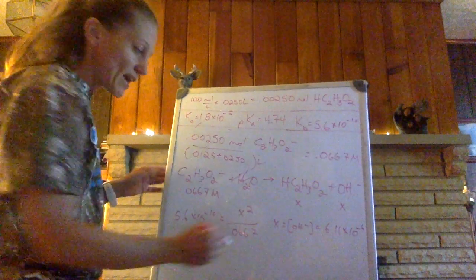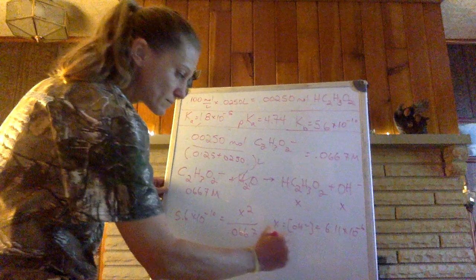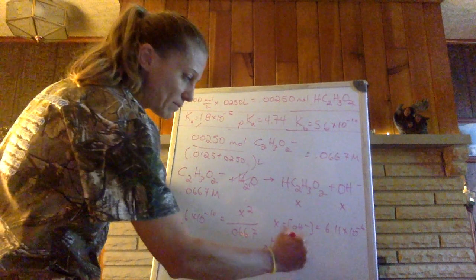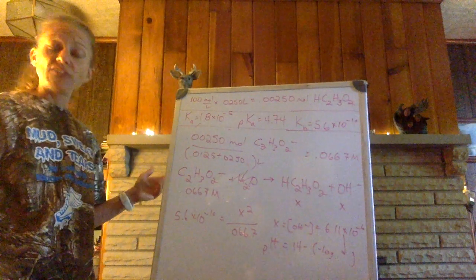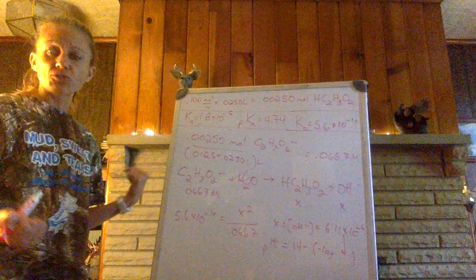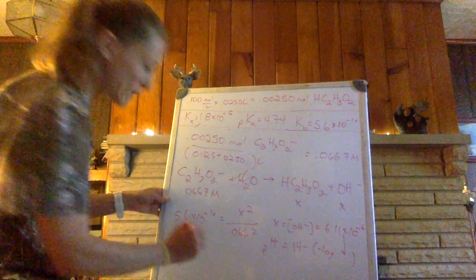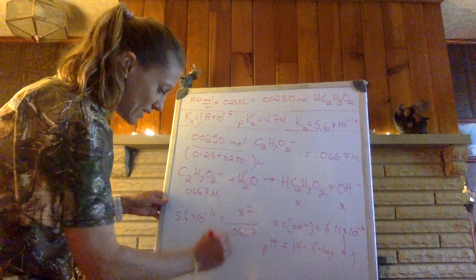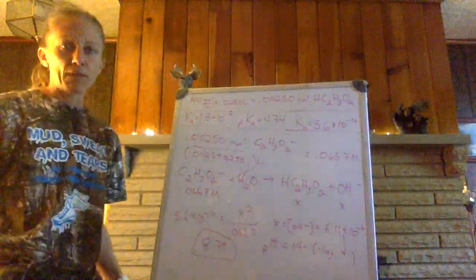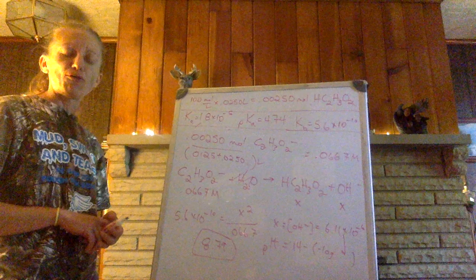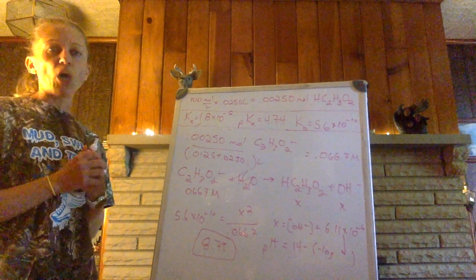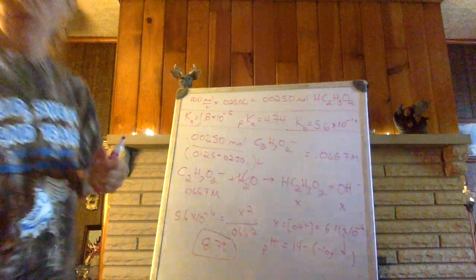To get my pH, it is going to be 14 minus the negative log of that. I expect a basic pH at the equivalence point, weak acid, strong base, and I get what I expect, 8.79 for my pH. If you guys are coming up a unit or a tenth, a hundredth off on these, it's rounding. I'm not concerned if you're close.